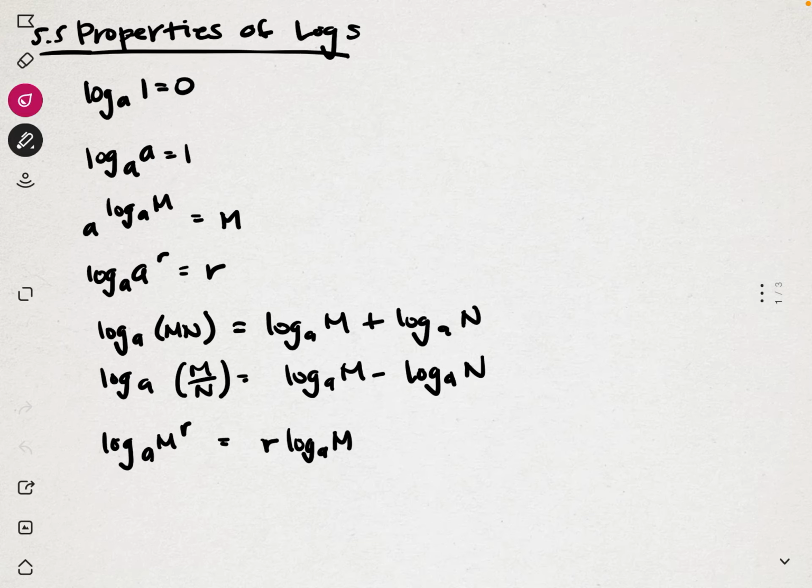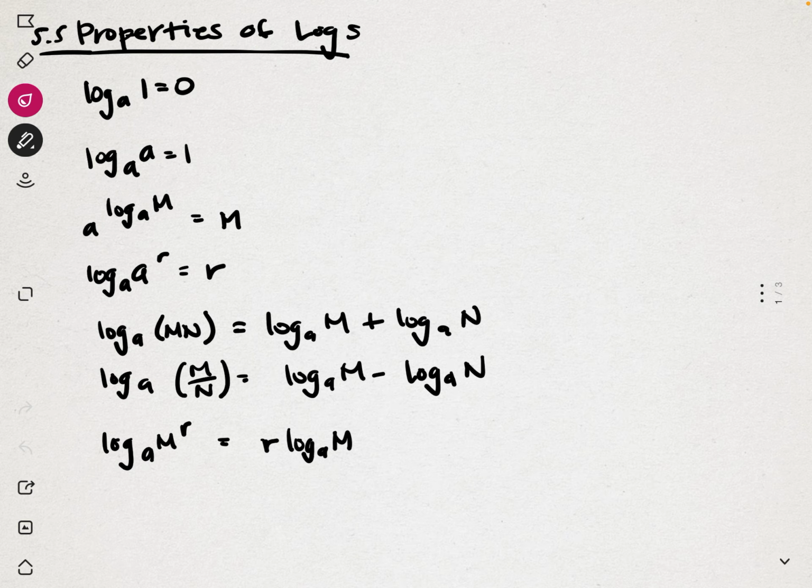Hey guys, welcome back. Today we're looking at 5.5 properties of logs. So the properties of logs come directly from the properties of exponents. So if you can remember one, then you don't necessarily have to memorize the other one because they work hand in hand. It's just that it's in log form, not exponential form.